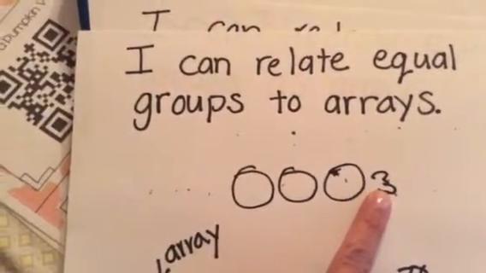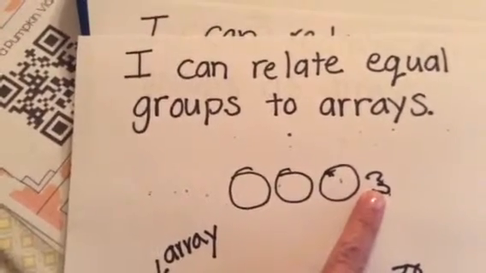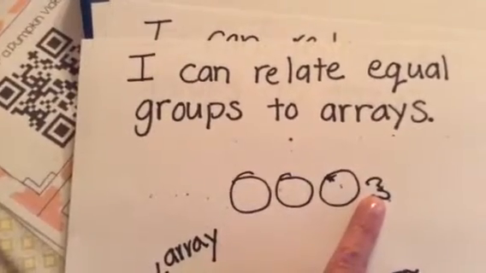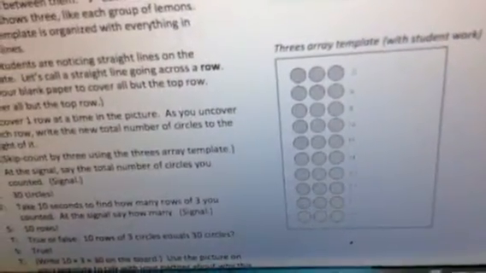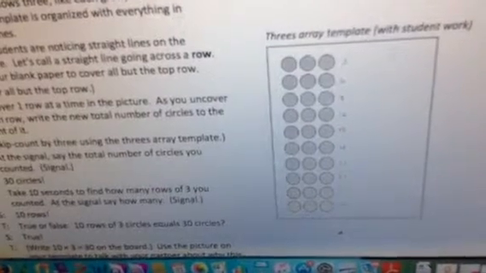Skip count by 3 using the 3's array picture. Say the total number of circles you counted. When you look back at this picture, how many circles did you count? You should have counted 30.